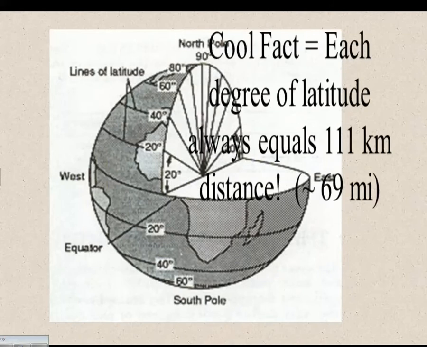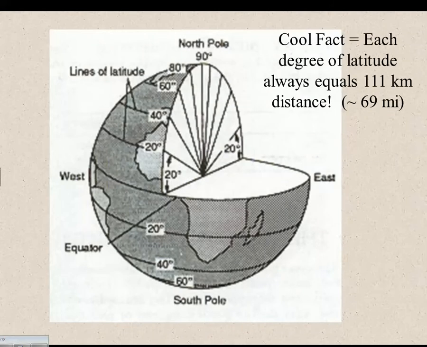All right. Cool little fact here. This is nothing you really need to memorize, but it is nice to know that each degree of latitude is always equal to 111 kilometers distance. So if you go from the equator to 1 degree north, it's 111 kilometers away. That's about 69 miles.